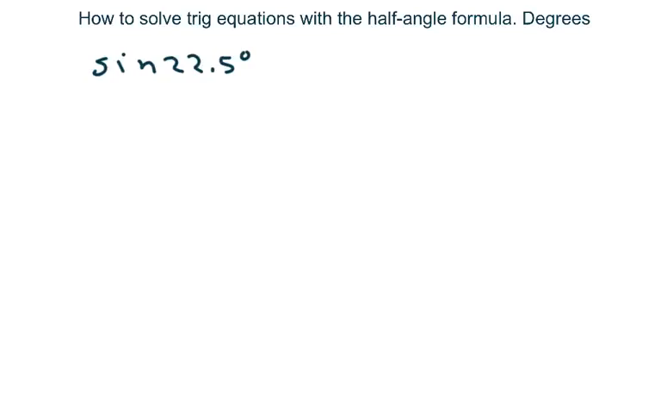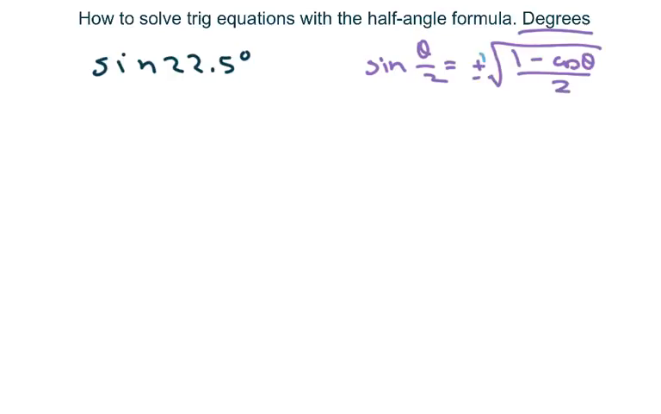Hi everyone, we're going to solve trig equations with the half angle formula, and this set is in degrees. The first thing we need to notice is we know the formula for sine for half angle is plus or minus. So sine of theta over 2 is plus or minus square root of 1 minus cosine of theta over 2. So what we have here is this plus and minus that we have to deal with.